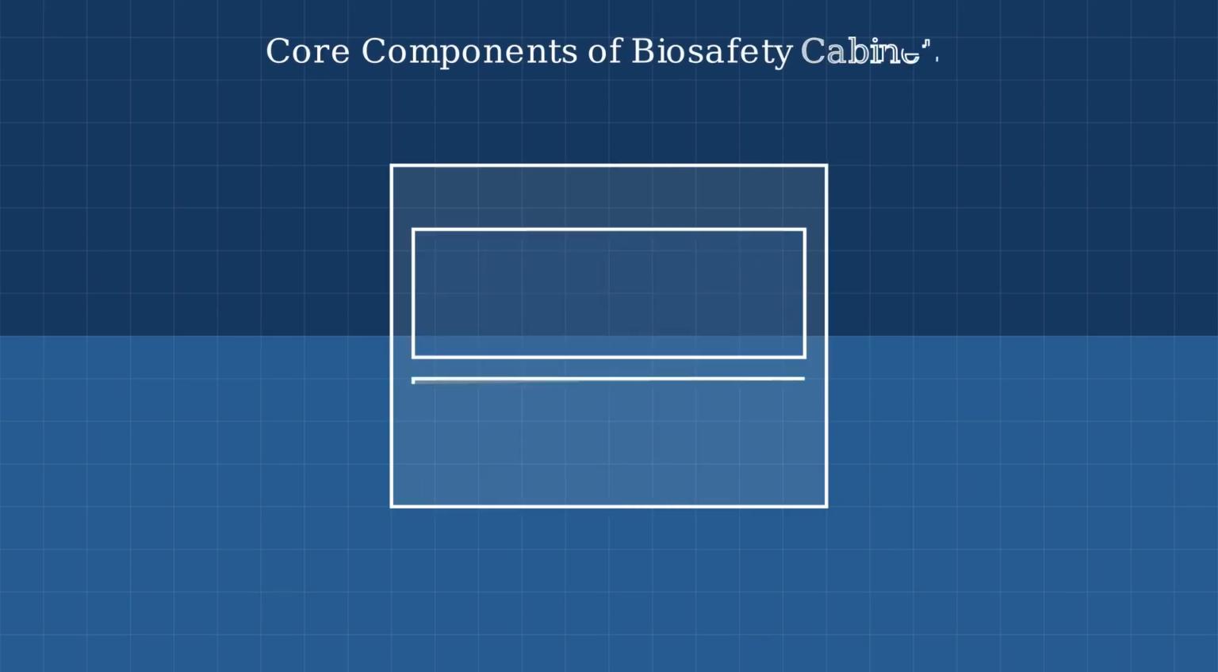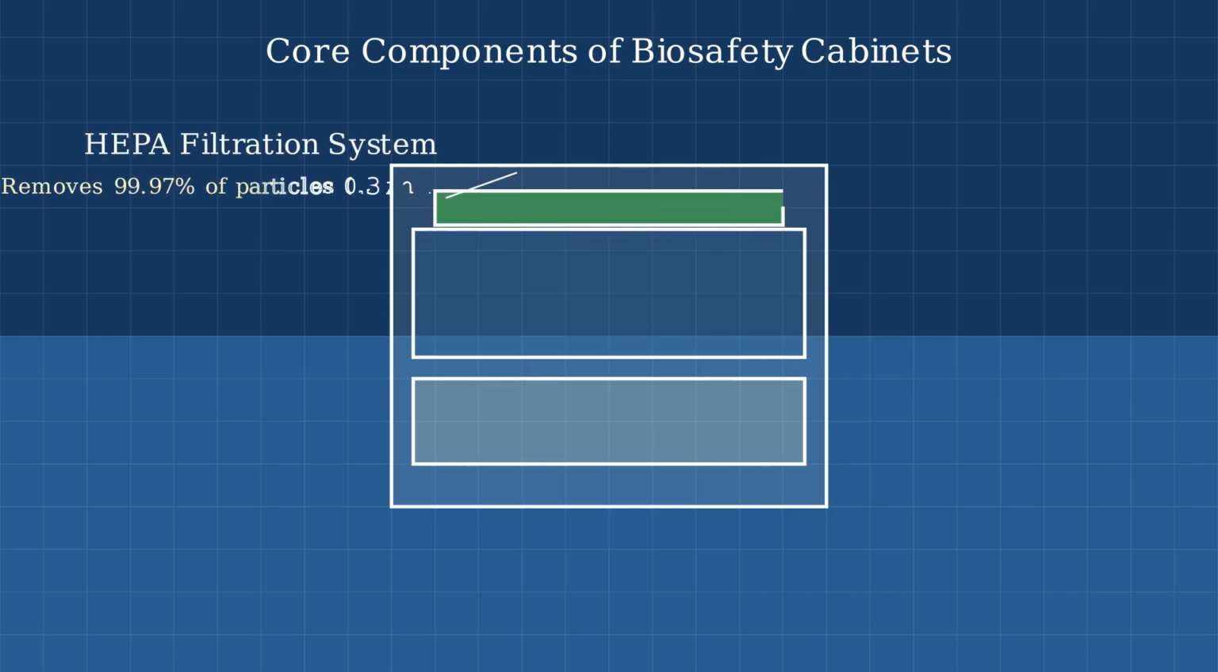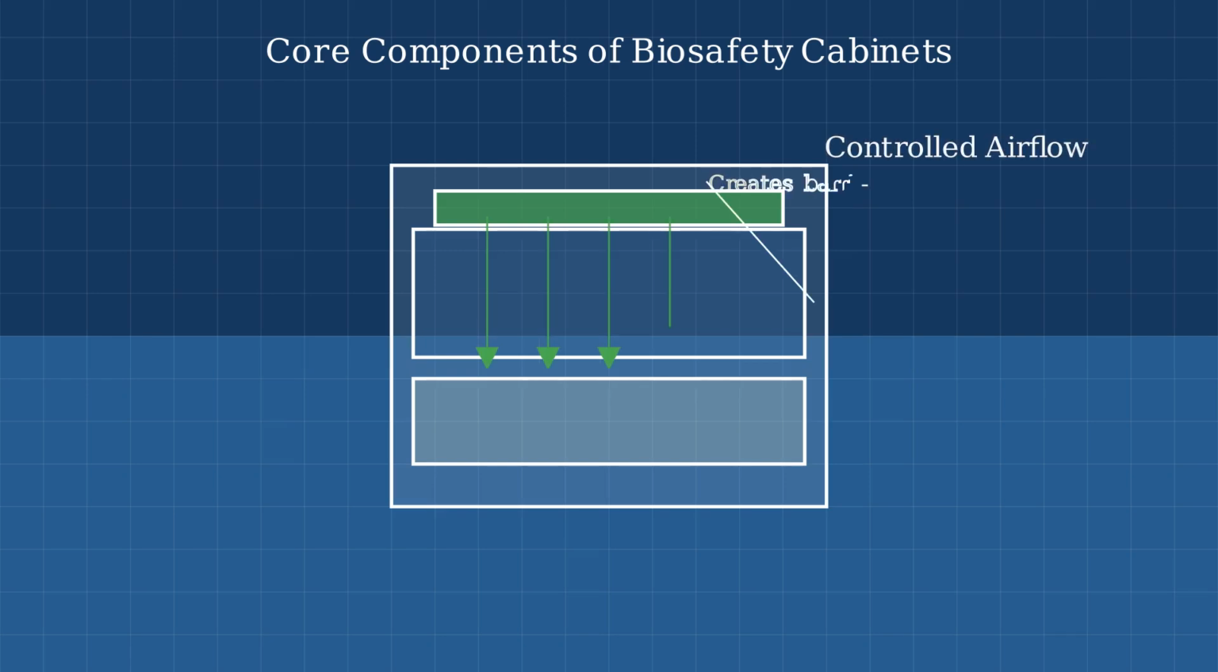Biosafety cabinets consist of several core components that work together to create a safe working environment. The HEPA filtration system is a critical component that removes 99.97% of particles that are 0.3 microns or larger from the air. Controlled airflow mechanisms create invisible barriers that protect both the worker and the samples. The airflow patterns direct potentially contaminated air through the HEPA filters.